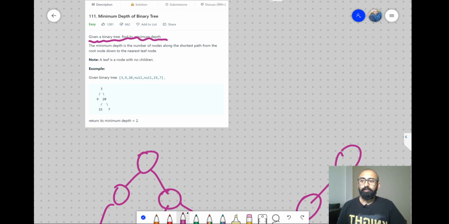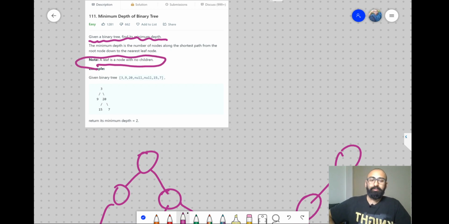Now the definition of minimum depth is the number of nodes along the shortest path from the root down to the nearest leaf node. Now Leetcode has given us a hint, right? It wants us to find the answer to this. So it's telling us, a leaf. What's a leaf? A leaf is a node with no children. Now that's a major hint, okay? They're basically giving away the question there.